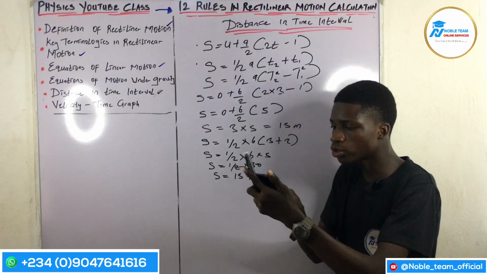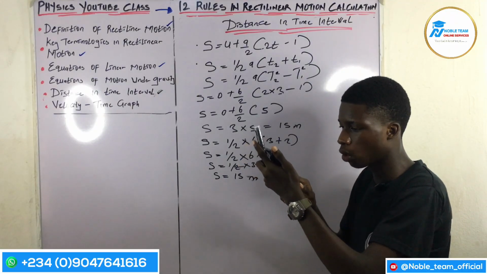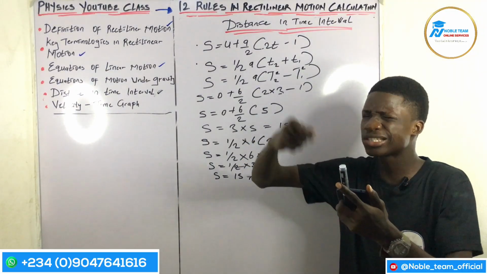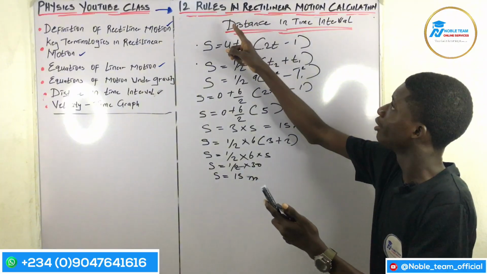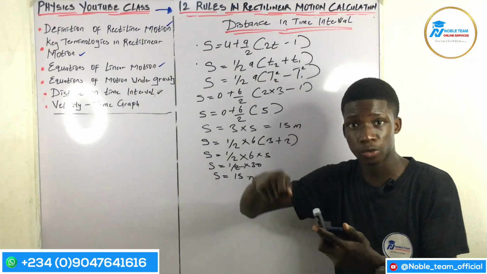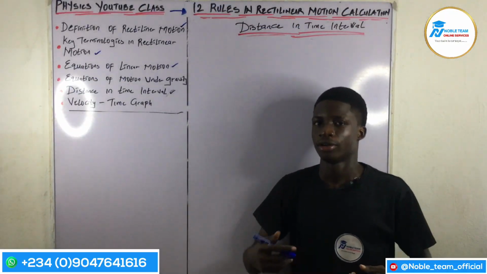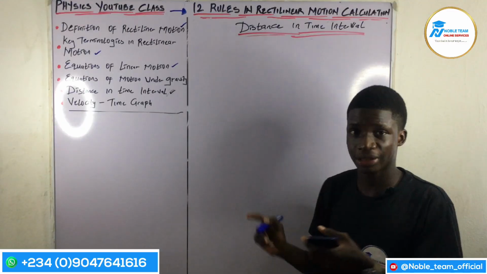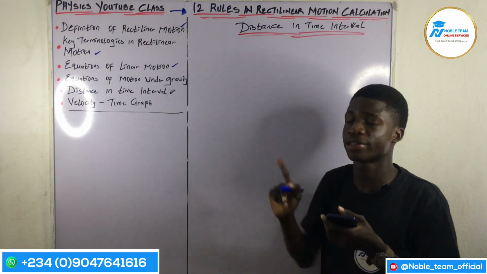Now let's look into the next one. And this next one, I'm going to be giving you the 10th rule in rectilinear motion calculation. Alright, so we have solved one question on time interval.